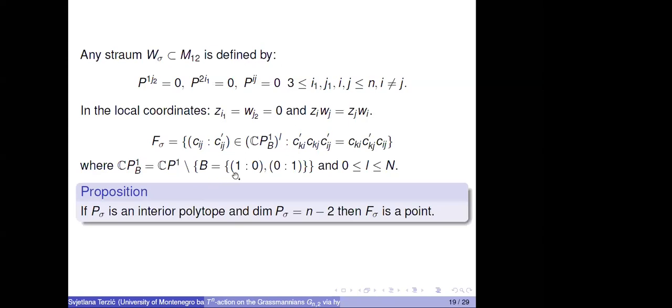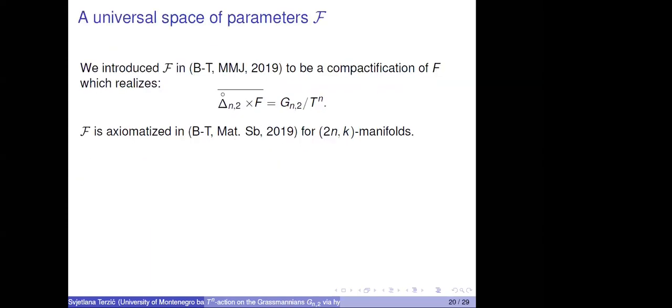What we prove here in the case of Gn2 is that if P sigma is an interior polytope of dimension n-2, then the space of parameters is a point. Actually, when considering the space of parameters, we should consider only the polytope of dimension n-1.